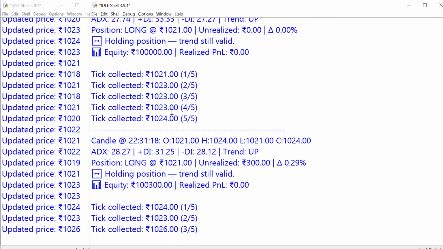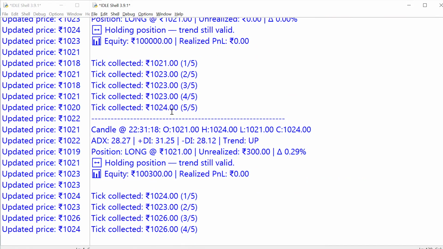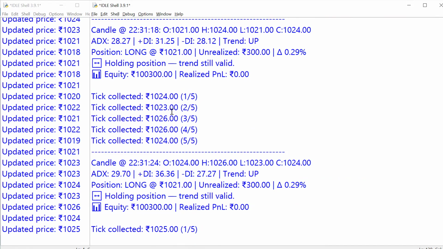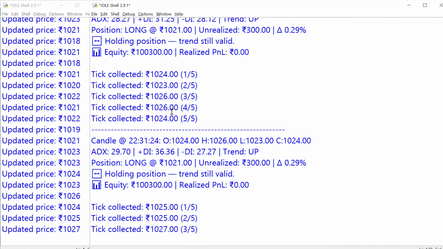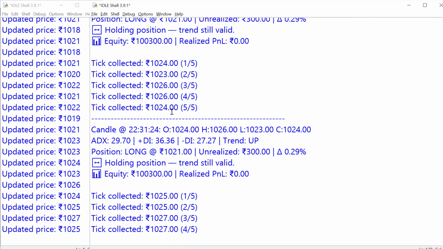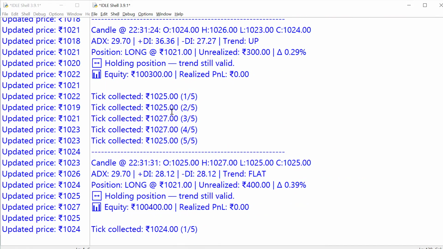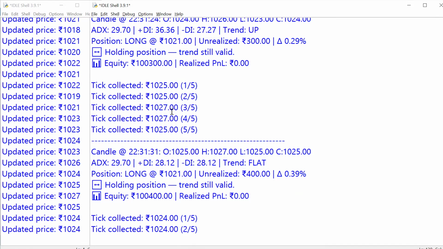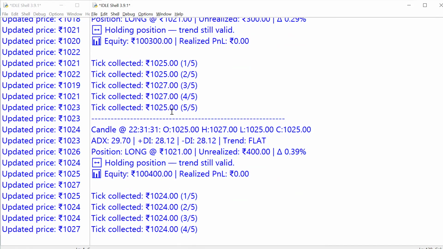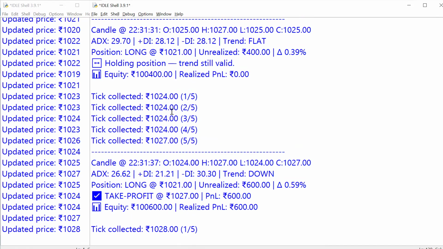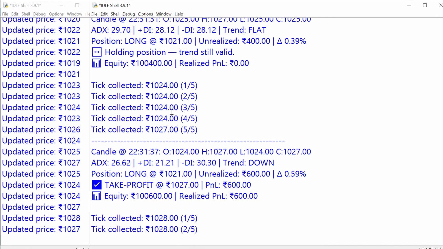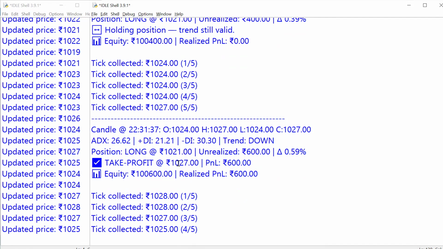Okay, now price is moving upside. We are in unrealized profit of 300 rupees. We have taken a long position at 1021, and if the price moves up 0.5%, then we are going to book the profit. We have to take the profit at 1027.